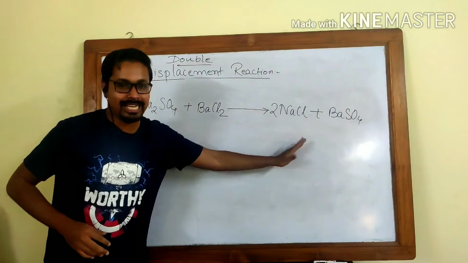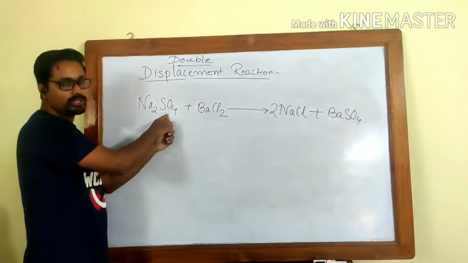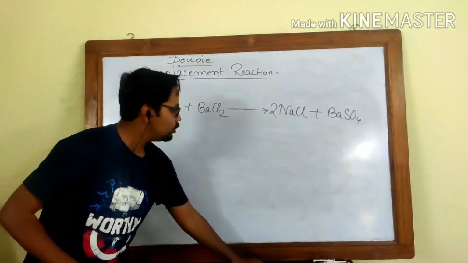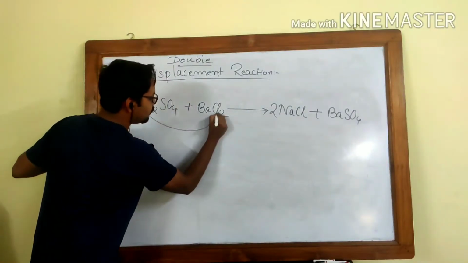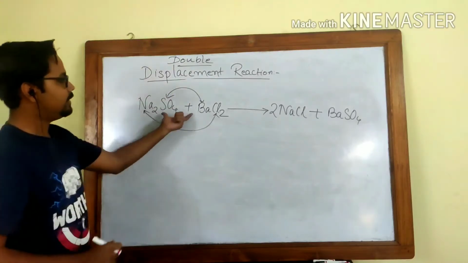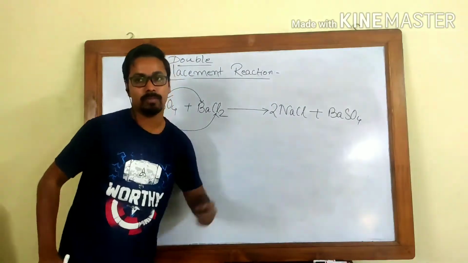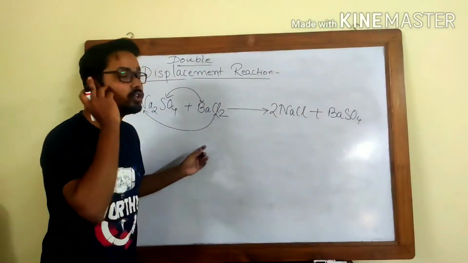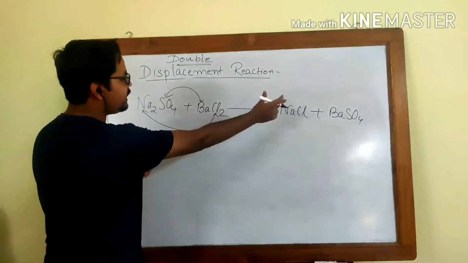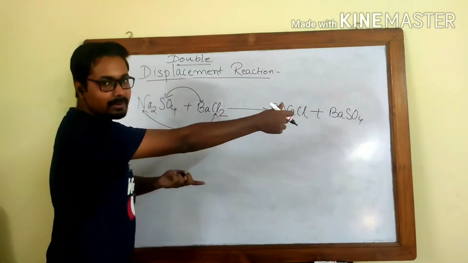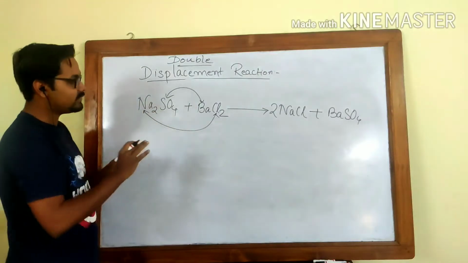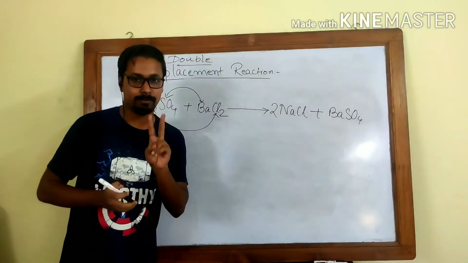What happens here? Here we have sodium bonded to sulfate and barium bonded to chloride. After the reaction, sodium and chlorine get together and barium and sulfate get together and form different compounds. Now, what is the reason for these sorts of reactions? Two elements from two different compounds combine and the remaining two combine by themselves. Why does this happen? Why is there an exchange? Actually, two factors play a role here.